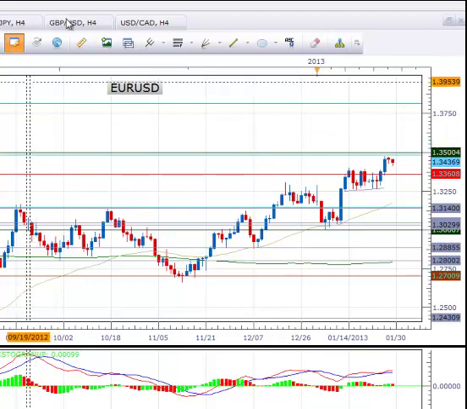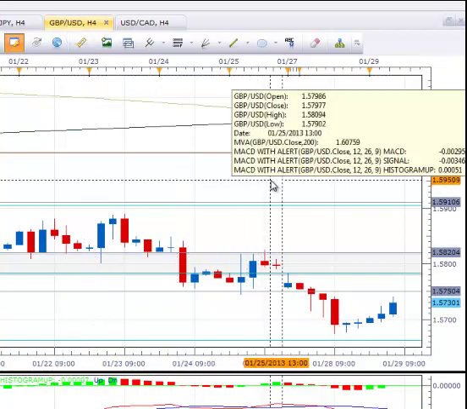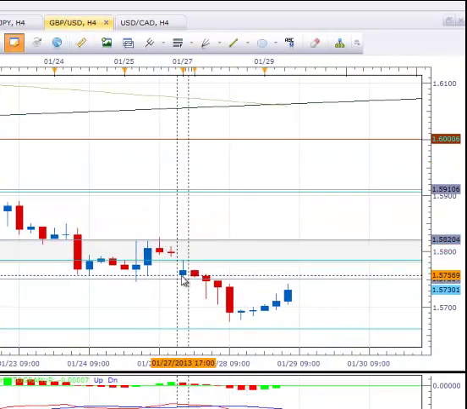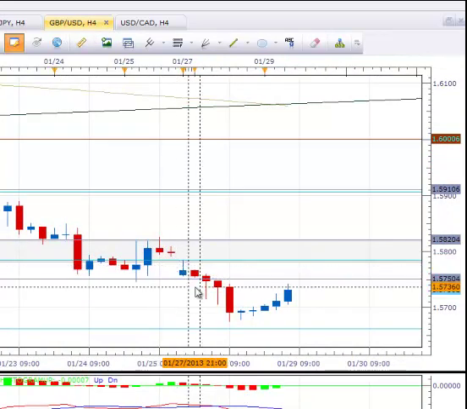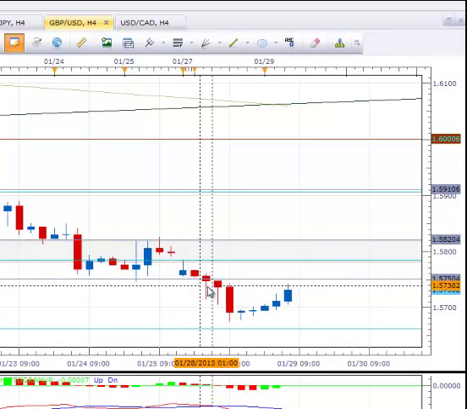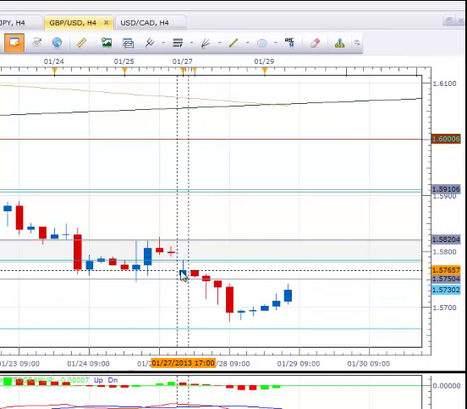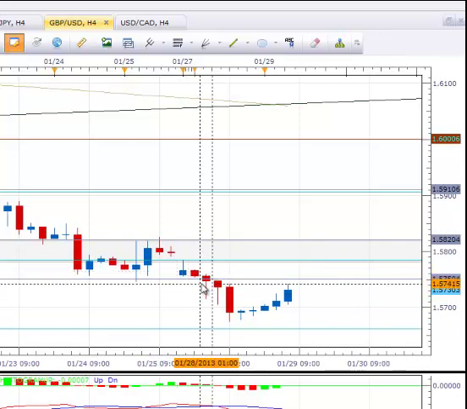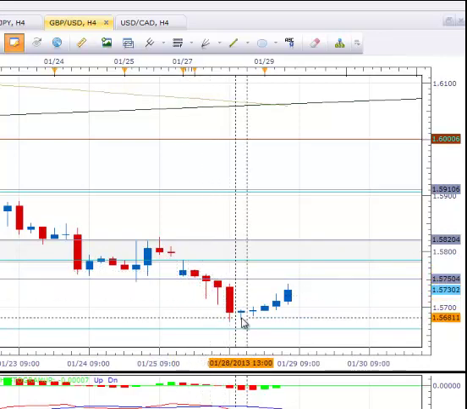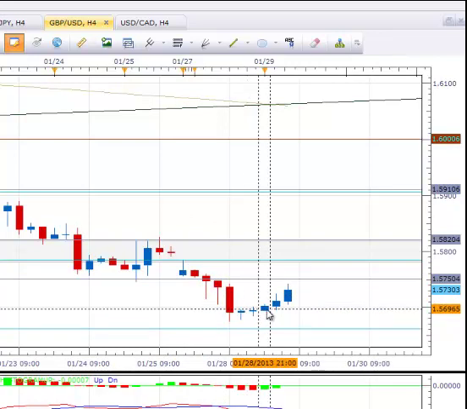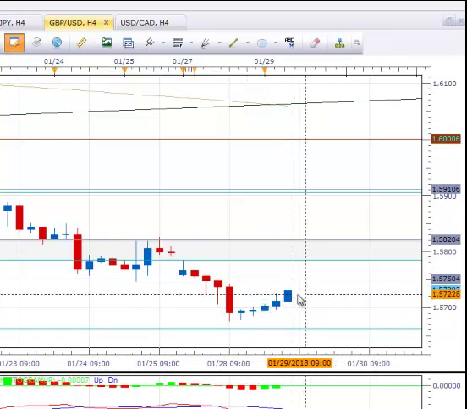Next pair we're going to look at is the Great Britain USD. As you can see, this pair hasn't found much traction since gapping down over the weekend below the resistance zone that we talked about at 158.20 to 157.83. The pair gapped down to open the week, and then it continued to move down about 100 pips, but now it's trying to find a little bit of traction and make a run back up higher.